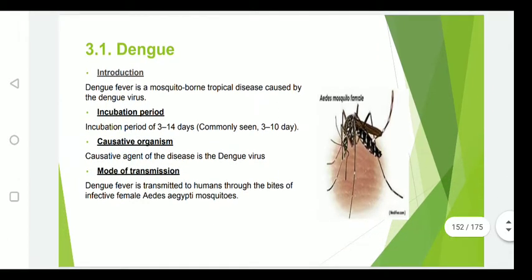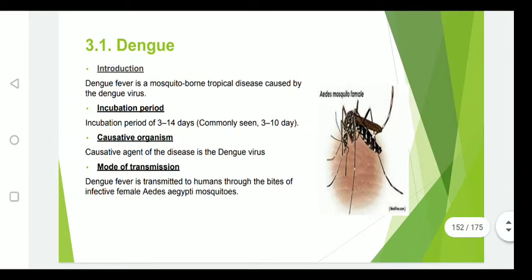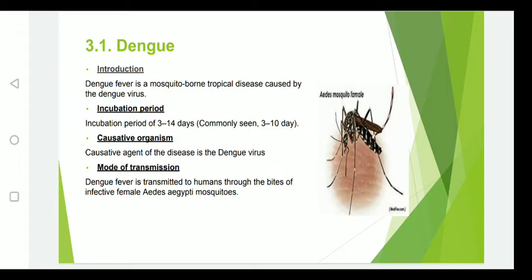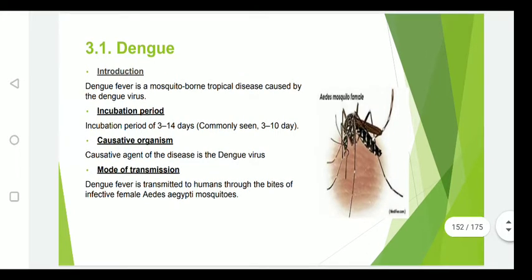We'll see the first one, that is dengue. Dengue fever is a mosquito-borne tropical disease caused by the dengue virus. We'll see the incubation period. The incubation period of dengue fever is 3 to 14 days, or commonly we can see the incubation period as 3 to 10 days also. Then the causative organism.